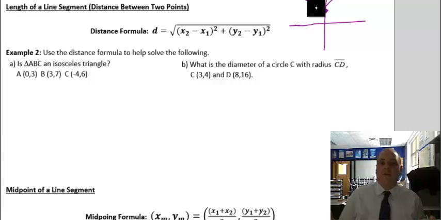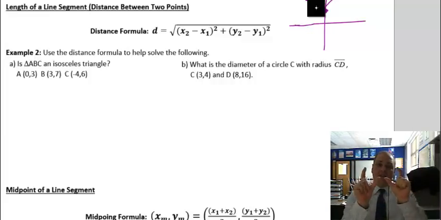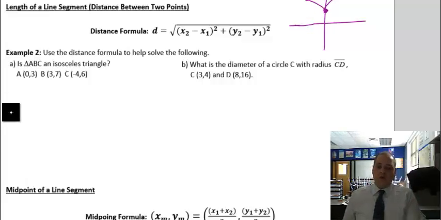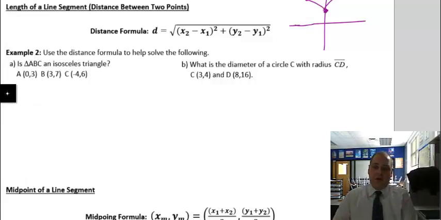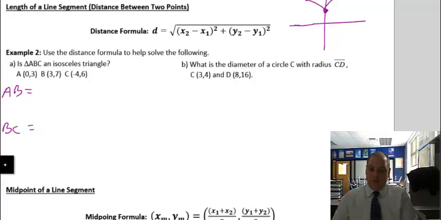To determine if it's isosceles, you would need two sides the same length. Well, how do we find length? We use the distance formula. So basically, the distance between all the vertices, we're going to do all of them. We're going to need the distance formula 3 times. We need AB. We need BC. And then we need AC.